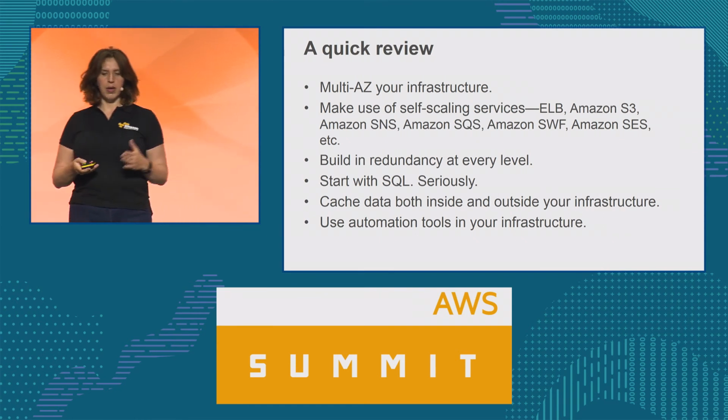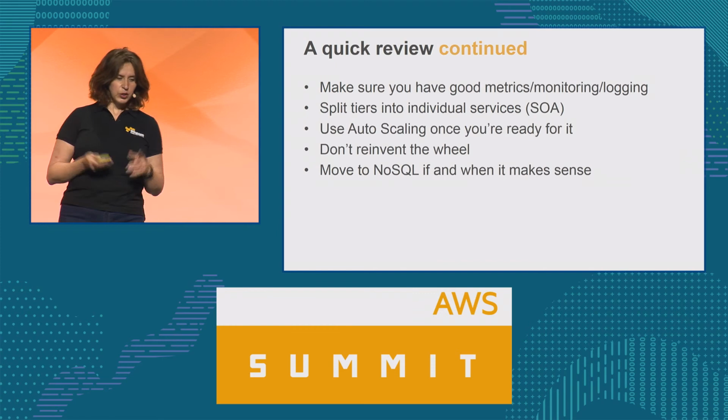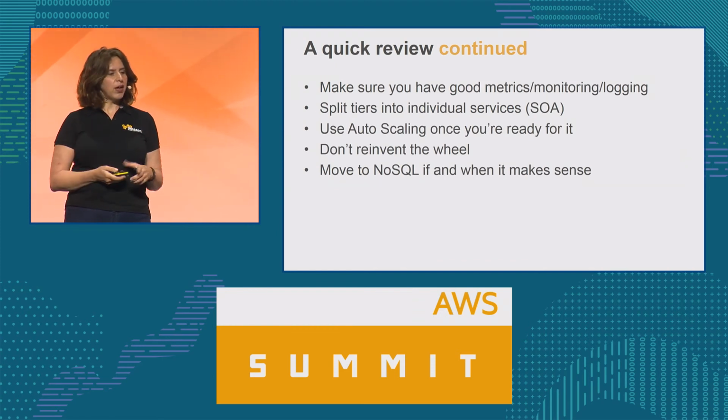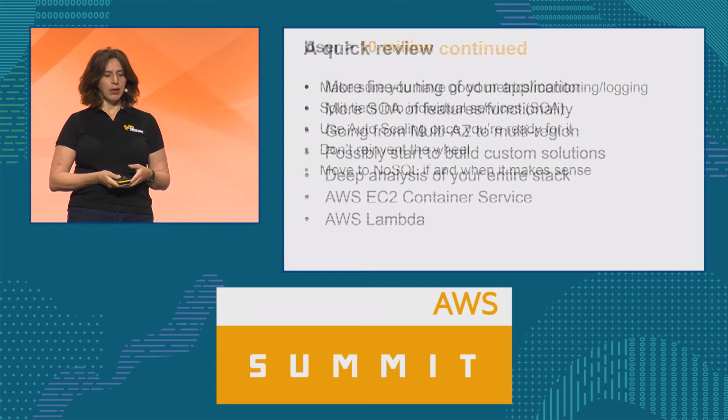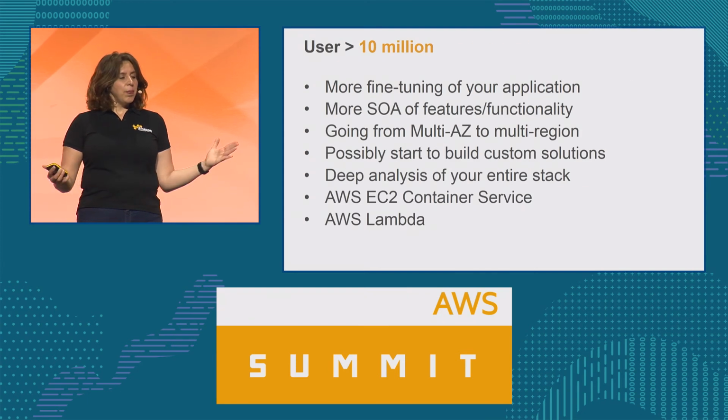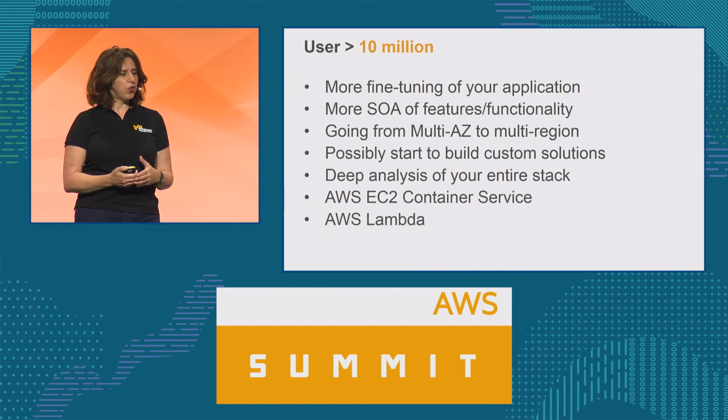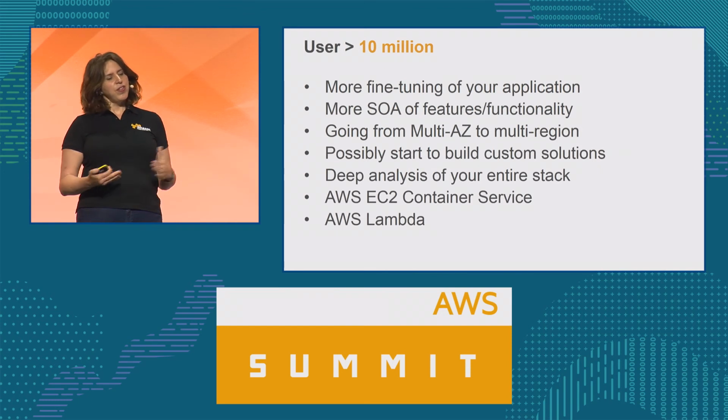Caching and automation are going to be important. Good metrics go alongside that automation and splitting things into multiple tiers. And so then you might end up getting to more than 10 million users. Does anything change at that point?